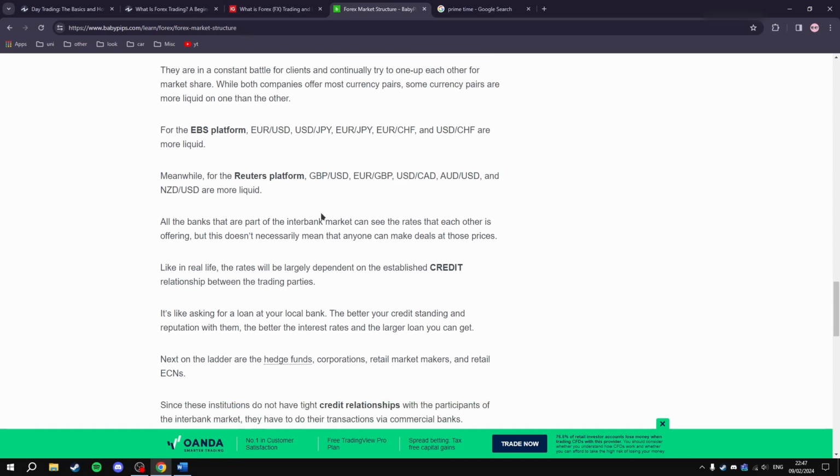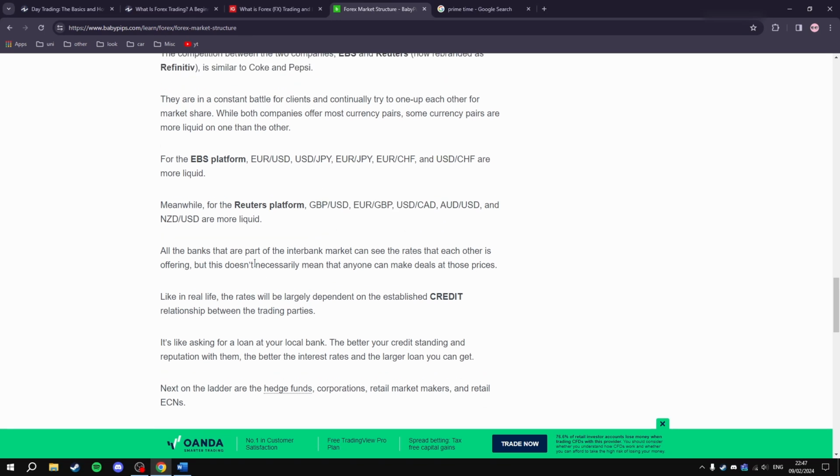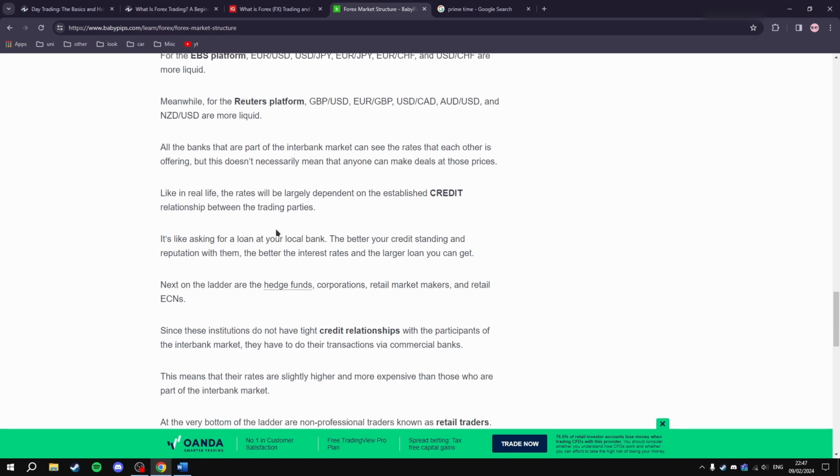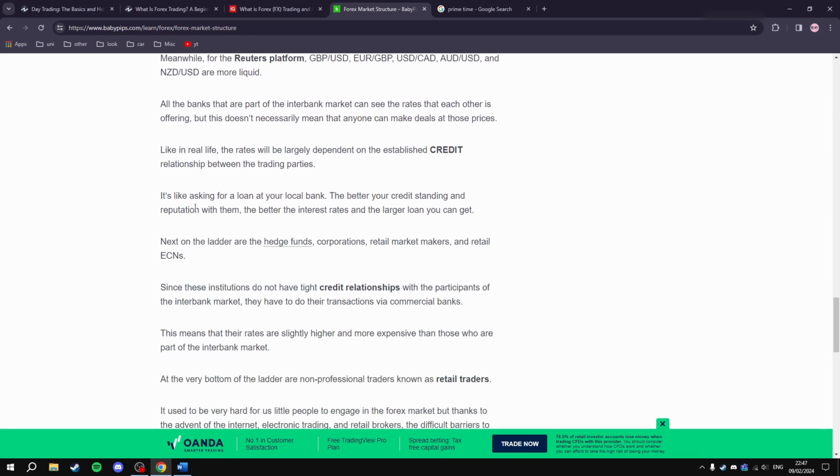That's interesting. All the banks that are part of the interbank market can see the rates that each other is offering, but this doesn't necessarily mean that anyone can make deals at those prices. Like in real life, the rates will be largely dependent on the established credit relationship between the trading parties. It's like asking for a loan at your local bank. The better your credit standing and reputation with them, the better the interest rates and the larger loan you can get.